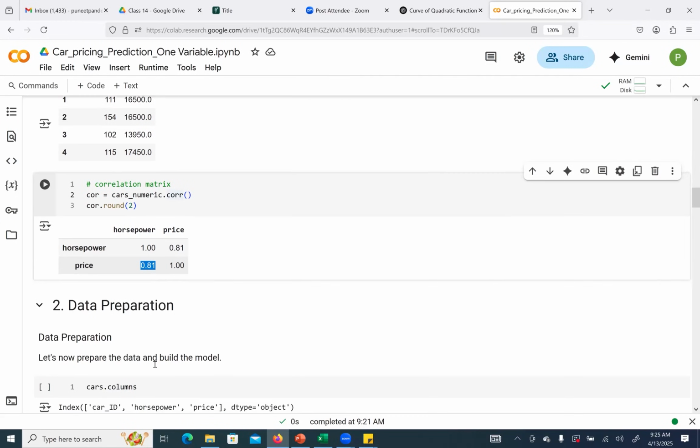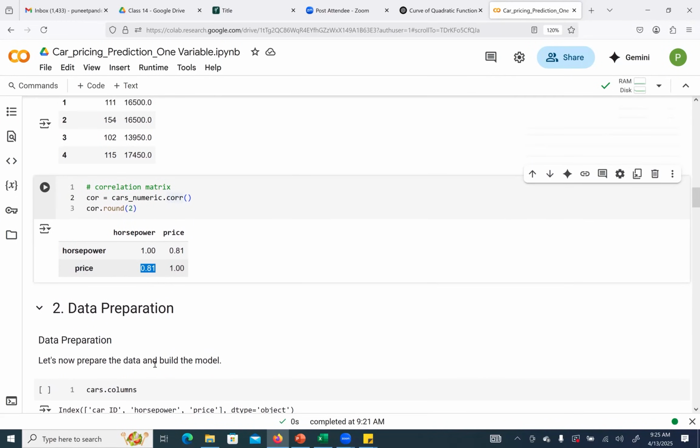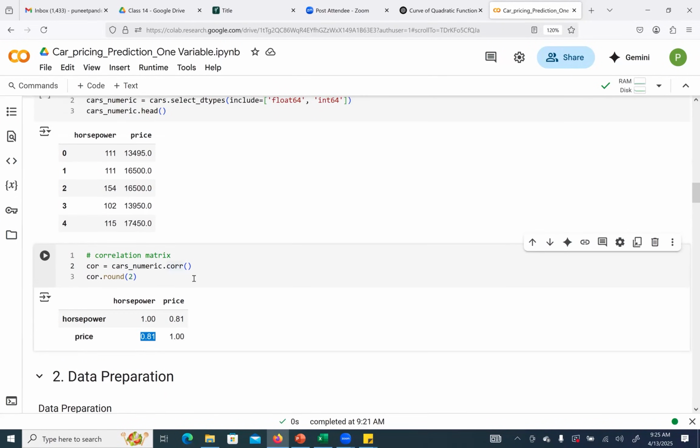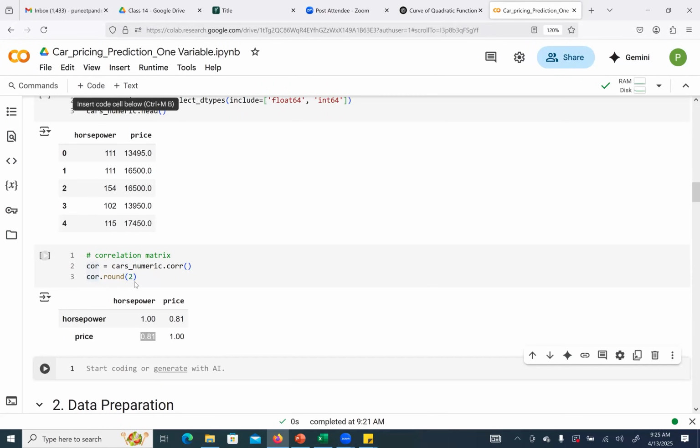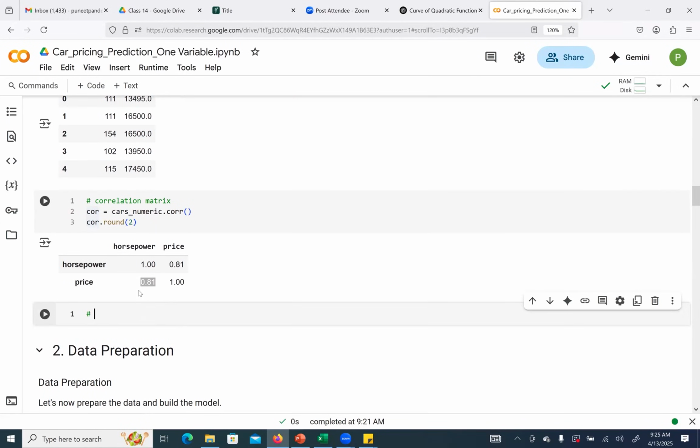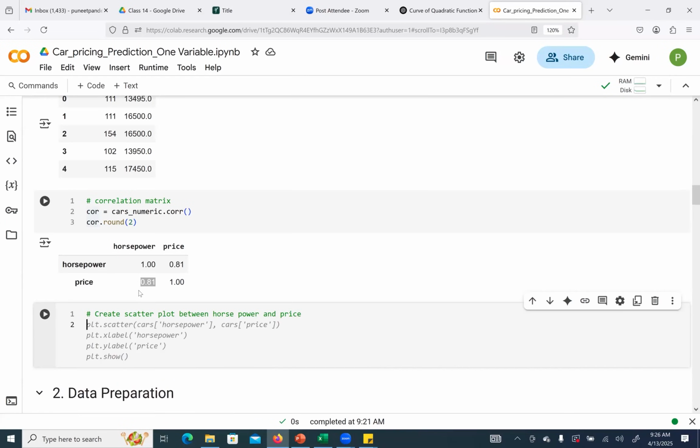Okay, now before we move to the next part, first of all, you guys also run the code till this point. Second thing is, also create a scatter plot between horsepower and price. Okay, this is a task for you for now. Create a scatter plot between horsepower and price. Okay, so do both the things.